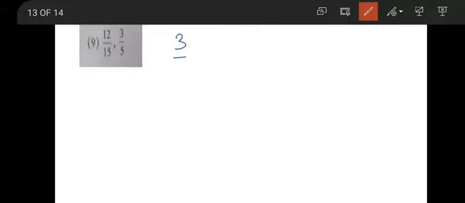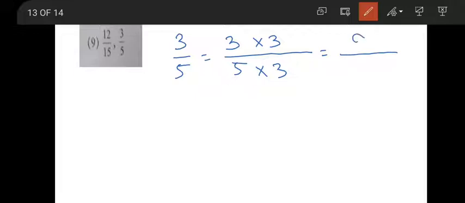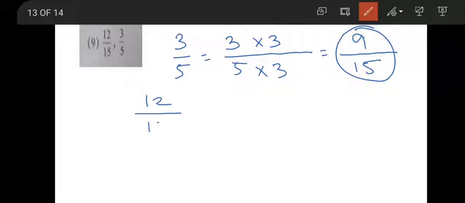3 upon 5. What do we do? 5 will be multiplied by 3 because 5 3s are 15. Therefore, the upper one will also be multiplied by 3. What will be the answer? 3 3s are 9, 5 3s are 15. Now, the denominator of the second fraction has become 15. So, I'll write the first fraction as it is, 12 upon 15, and the answer of the second fraction, that is 9 upon 15.